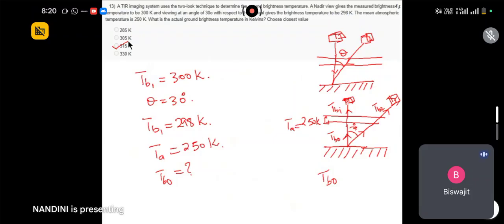Yeah, this is very lengthy. That's why I thought I'll just solve this and then we will end it. It's a bit lengthy calculation because we have two unknowns. They haven't given the optical depth. Since we have two unknowns, that's why it's a bit lengthy.